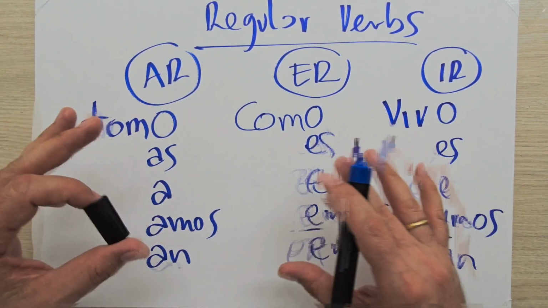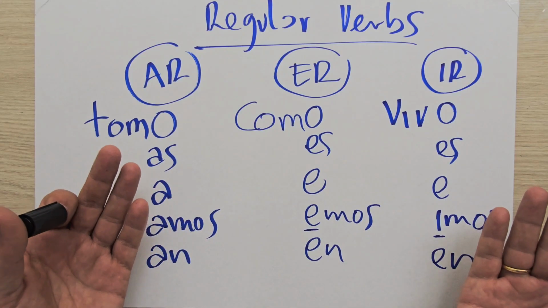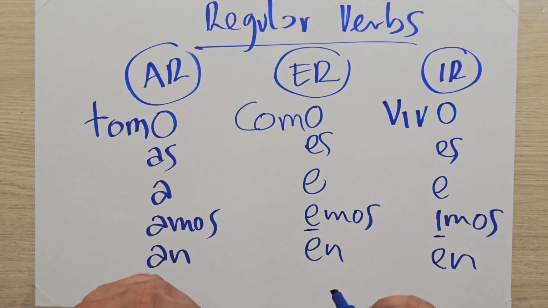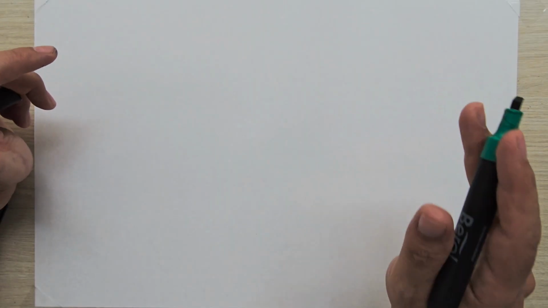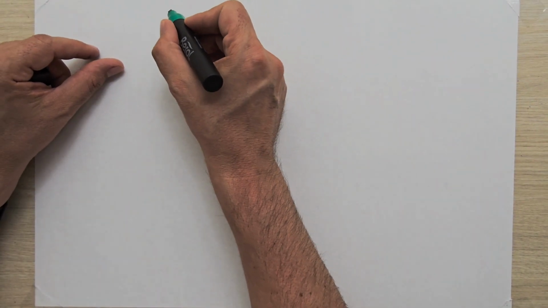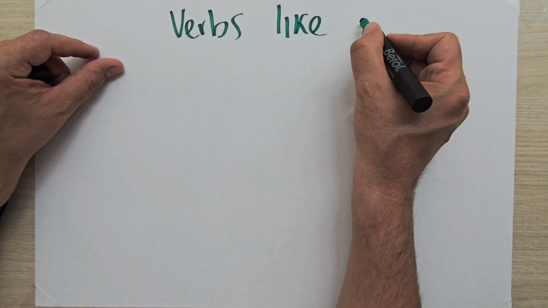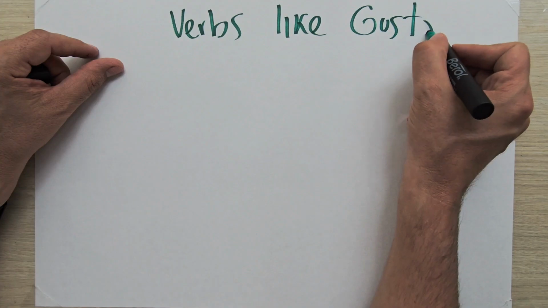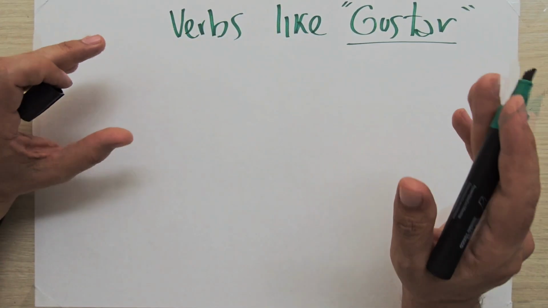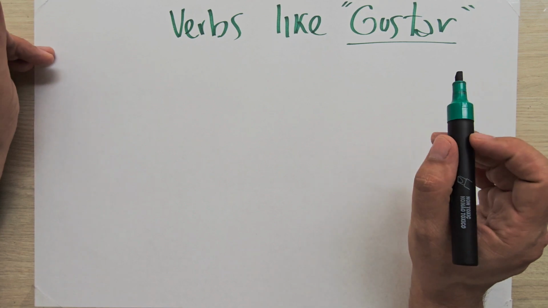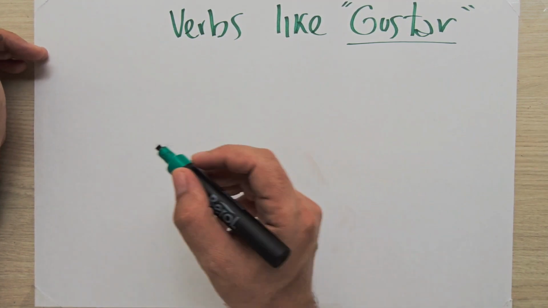You guys should learn these conjugations. Most of the verbs in Spanish are regular verbs, so this is really important. The second group in the simple present are the verbs like gustar. The verbs like gustar follow a particular pattern. First of all, the pronouns are different. You need to remember the pronouns.